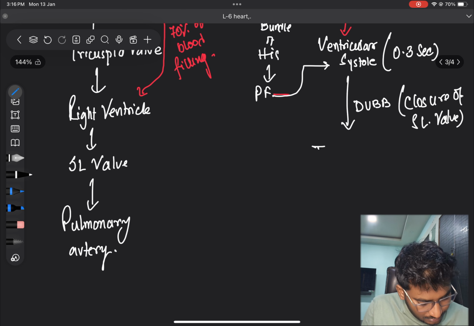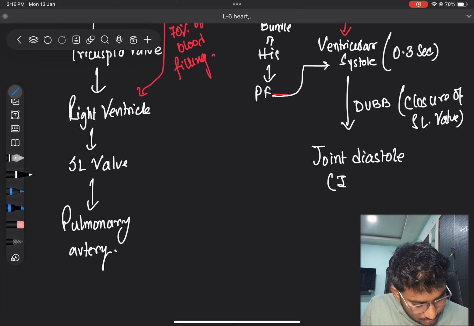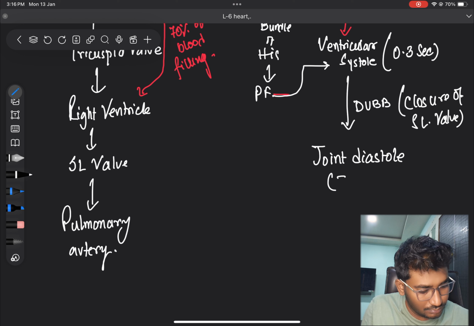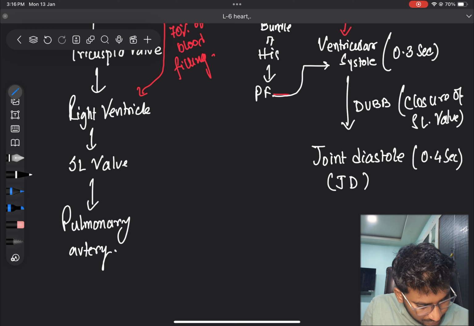So now it becomes the joint diastole, JD, the joint diastole. Okay, it is of 0.4 second.